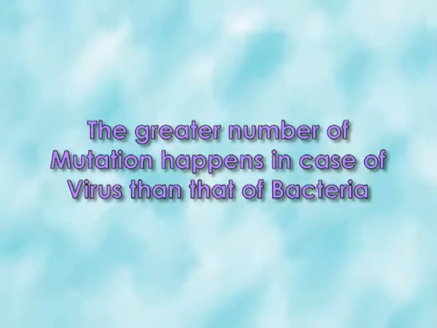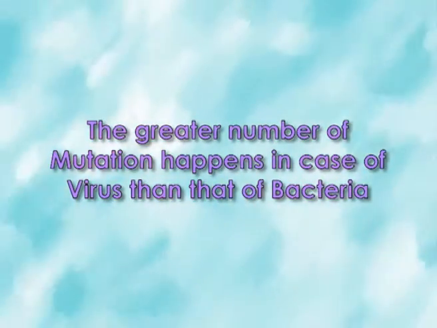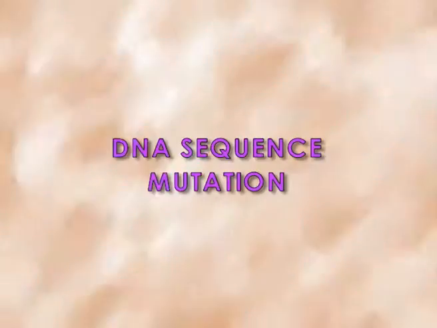In the case of a diploid organism like a human, it actually accounts for the 2 gametes. As we know, a greater number of mutations happen in viruses than in bacteria.